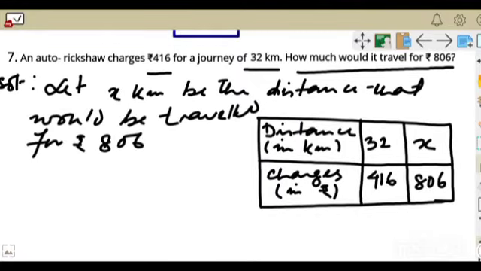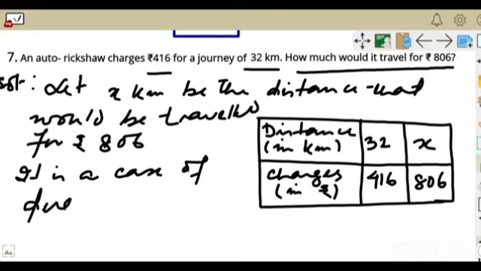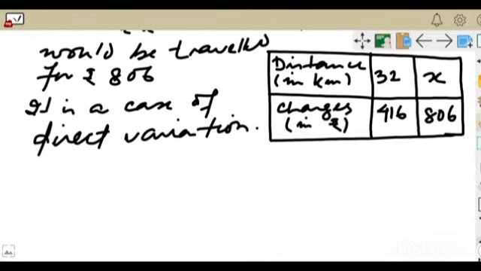So what we know here is if we travel more distance, we have to pay more charges. If we travel less distance, we have to pay less. So what happened here? Distance and the charges are in direct variation. So let me write, it is a case of direct variation.